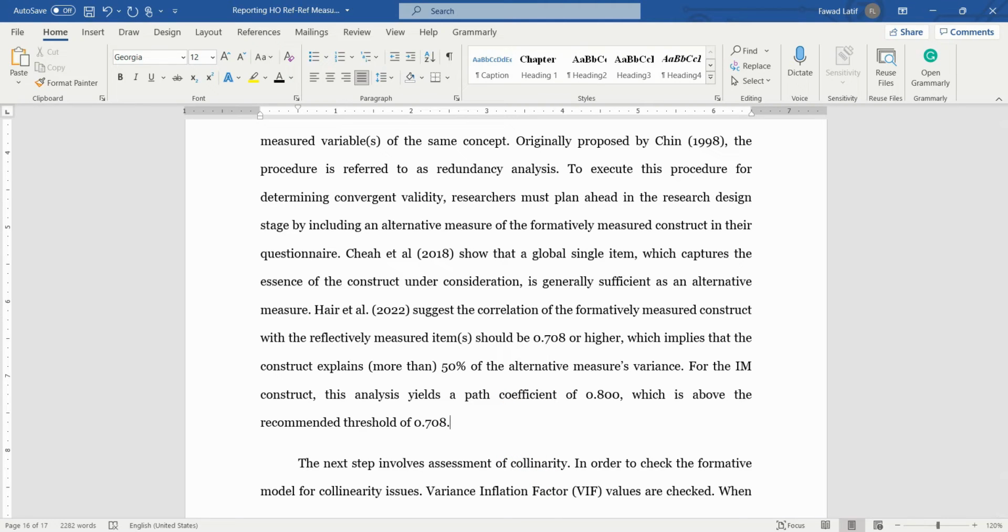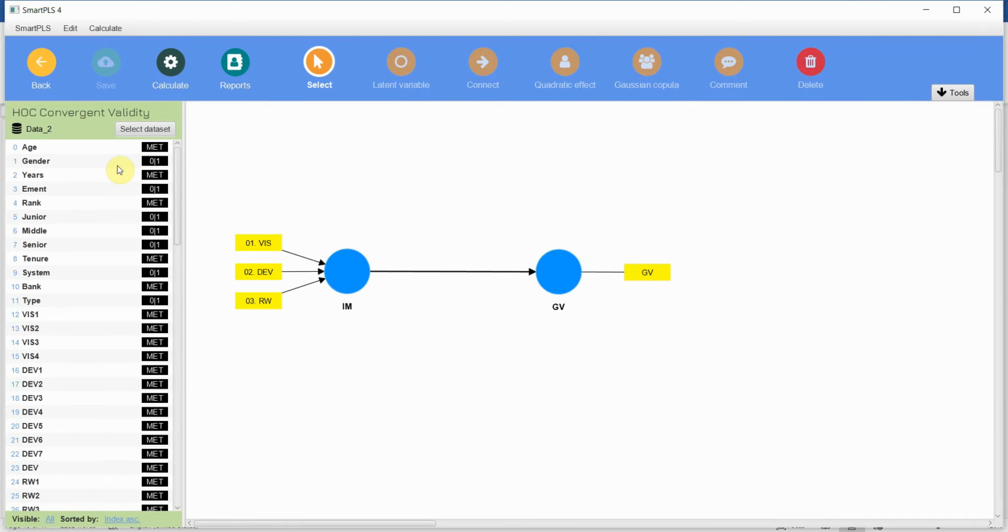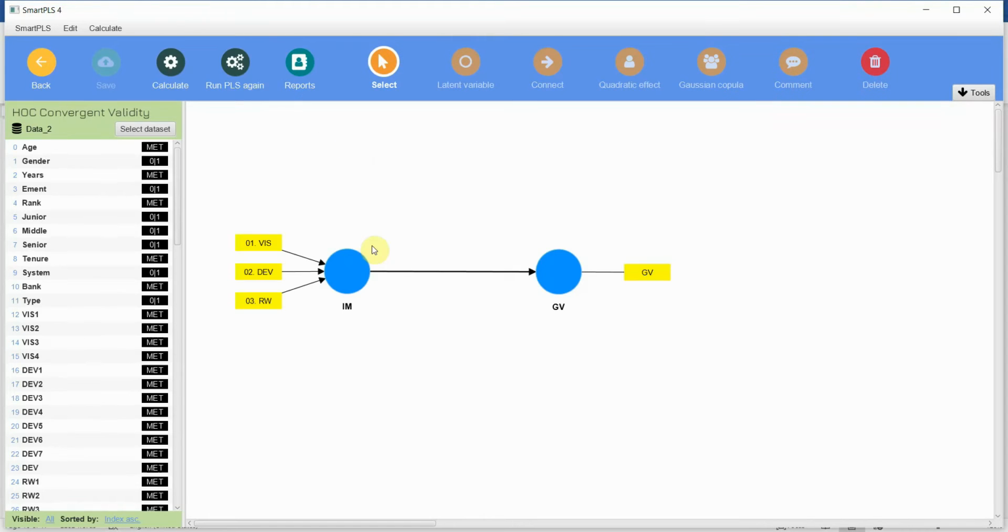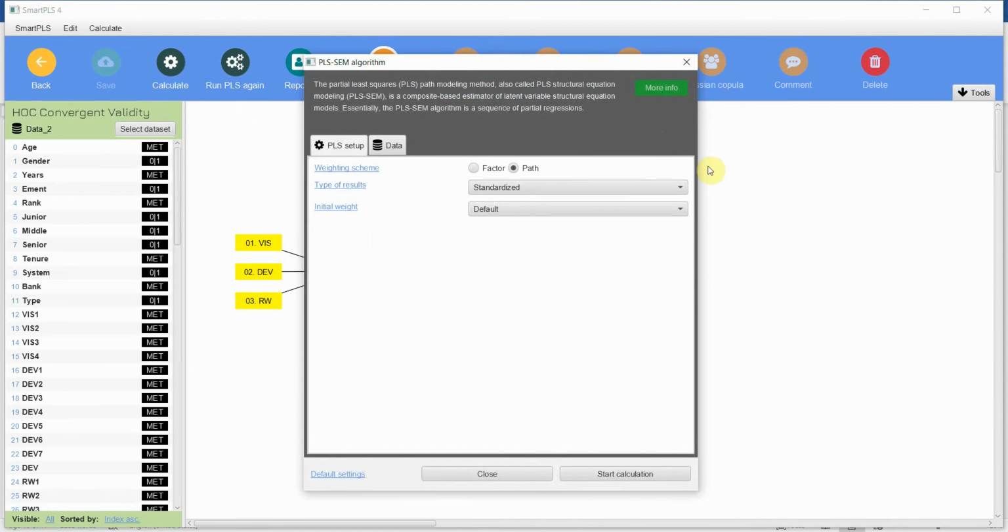Now how to do this? Let's look at this. Now we have already done this. You can have a look here. Now just simply run it, PLS algorithm.